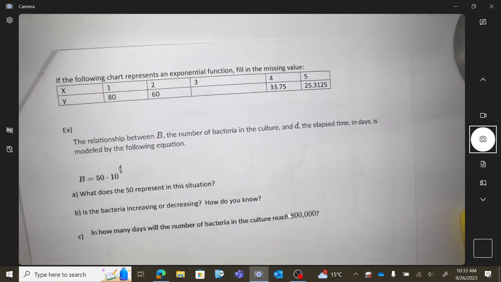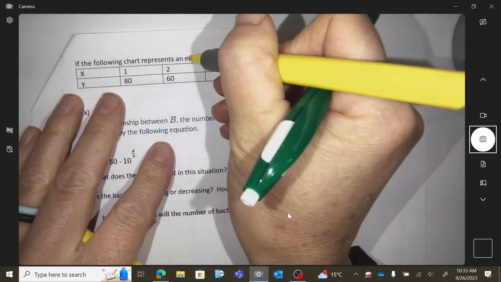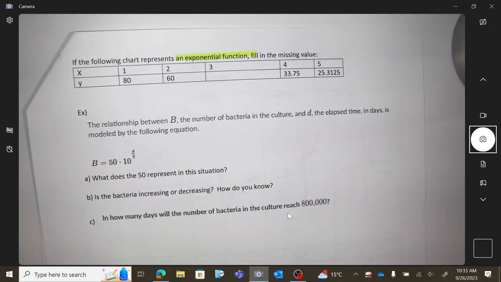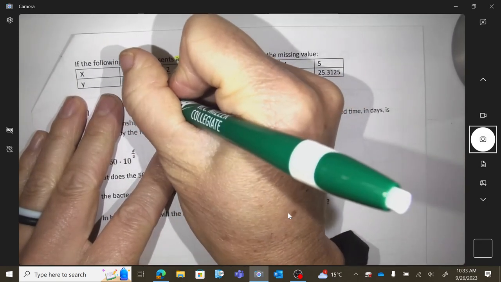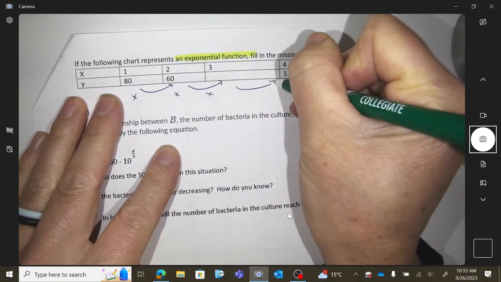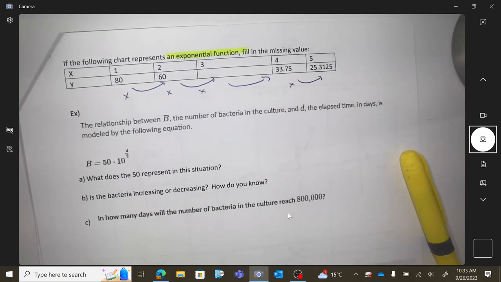Okay, here's a chart. Give me the missing number in it. It's exponential. So what does exponential mean? Exponential means you times by something to get to there. You times by something to get to there. You times to get to that. So how am I going to get that timesing number? What would you do to get that times number?